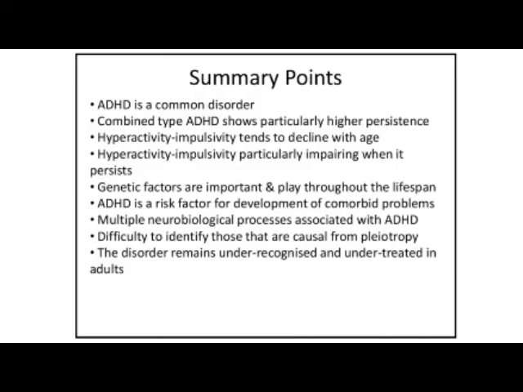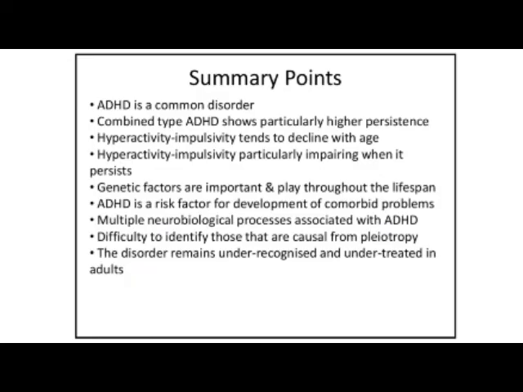So the main summary points are: ADHD is common. It persists into adulthood in about two-thirds of cases. At least in our data, the combined type ADHD showed a particularly high persistence rate. Hyperactivity impulsivity tends to decline with age. However, if you go into high-risk populations like prisons, you get very high levels of hyperactivity impulsivity. So I think when it persists, it's a particularly difficult problem to deal with, or it causes a particularly high level of impairment. And that's probably partly why the emotional lability findings link in more with hyperactivity impulsivity, and they're a very strong source of impairment.